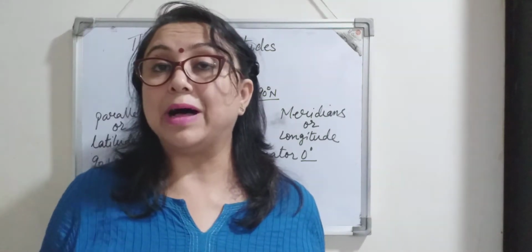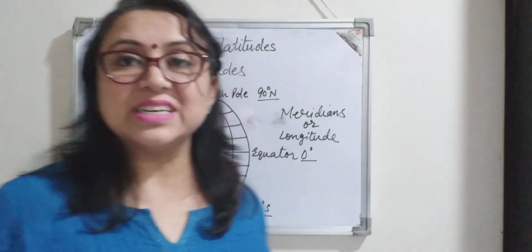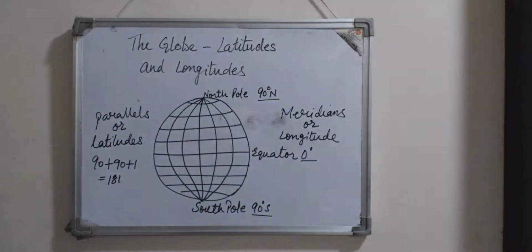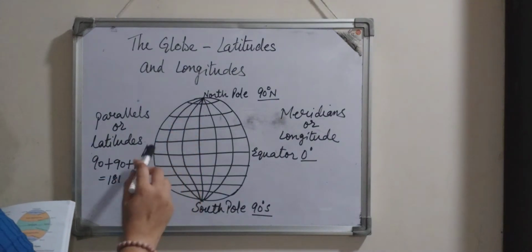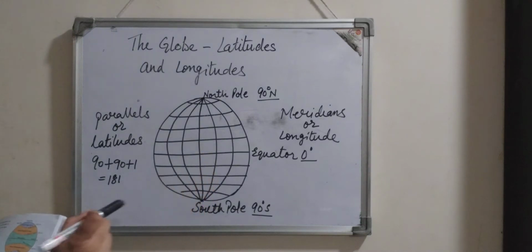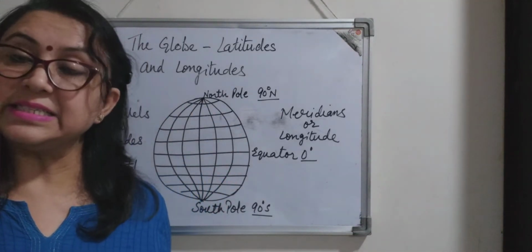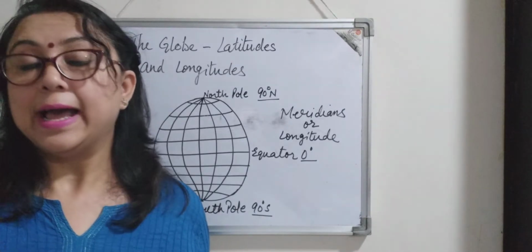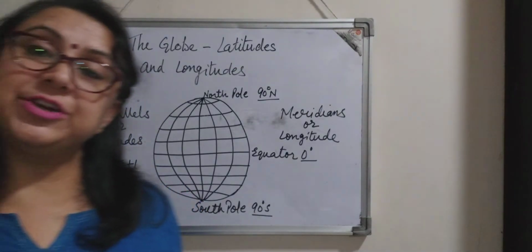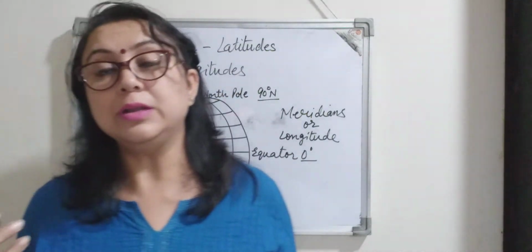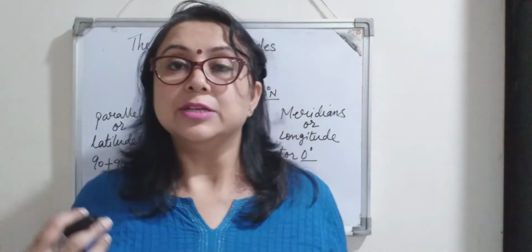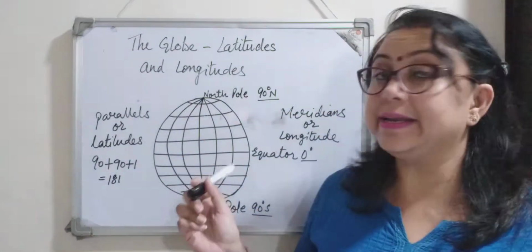Next we talk about a grid. So what is a grid? Can we see these lines of latitudes and the lines of longitude? They form a network, isn't it? They form a net kind of a thing. This is called grid. And what is the use of grid? To locate places on the globe, right? So with the help of the grid, we find out the location of the places.